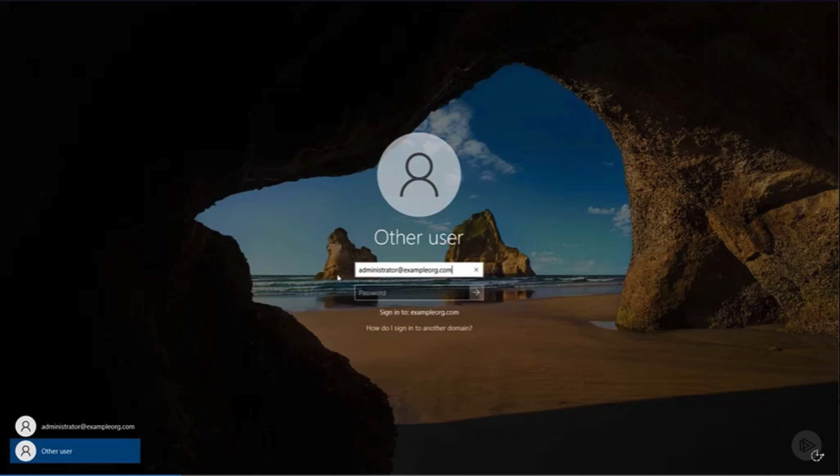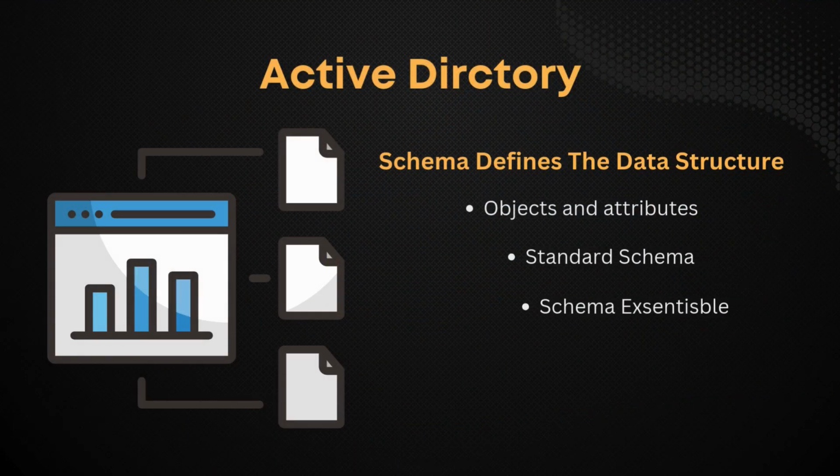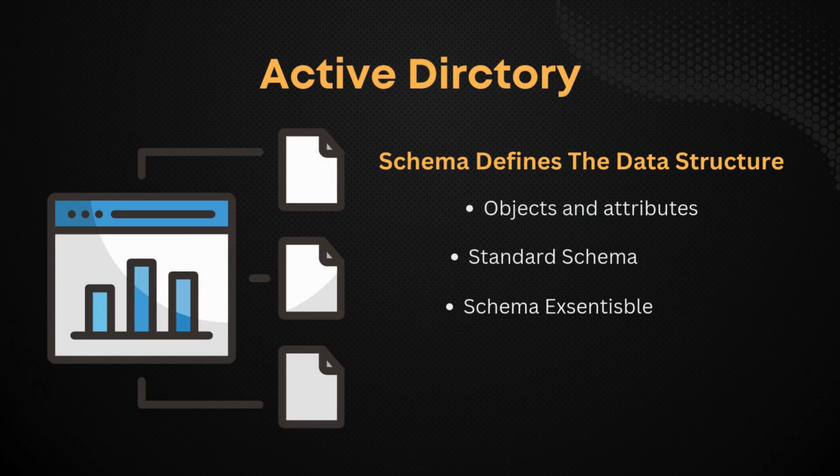The type of data that's stored in Active Directory is defined by the schema. Each object in Active Directory is an instance of a class in the schema, and attributes define the information stored in each class. There is a standard schema that defines the data structure, and it's evolved over each version of Active Directory. It's also possible to extend the schema so administrators can add classes or attributes.